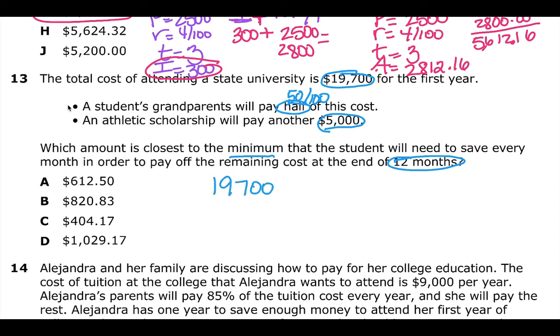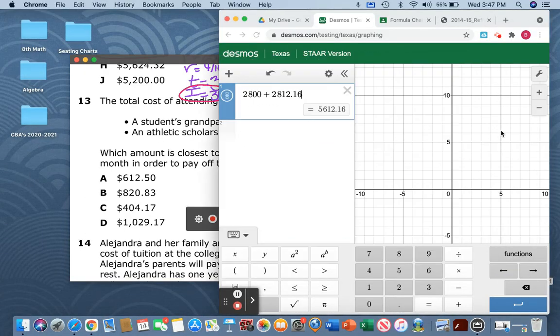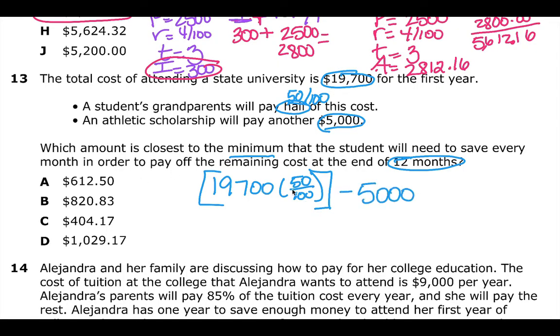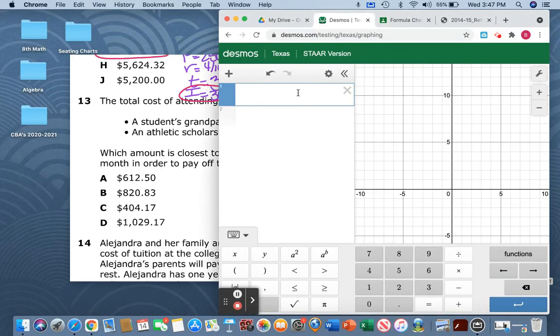So we're going to do 19,700 times 50 over 100. I'm going to go to Desmos. And if you put that in brackets and then subtract 5,000, you only have to enter it once. Oh, and I'm lazy. I like to knock it all out of the way. So brackets.